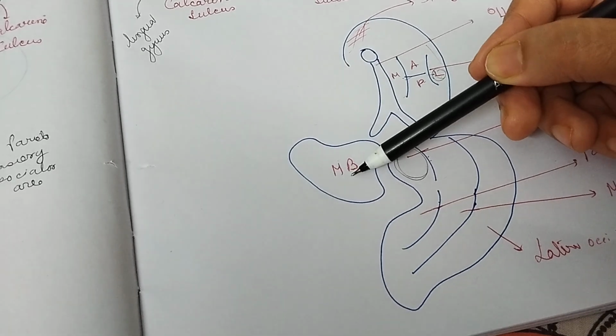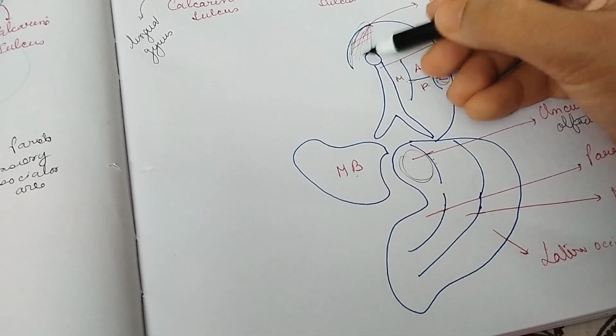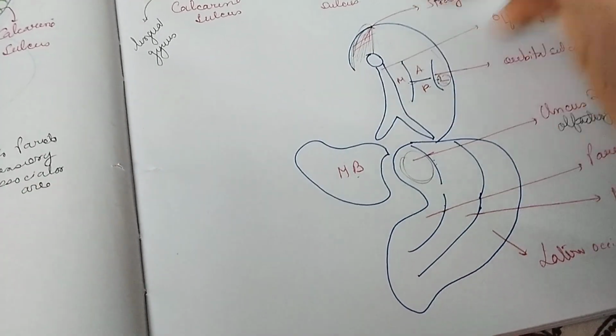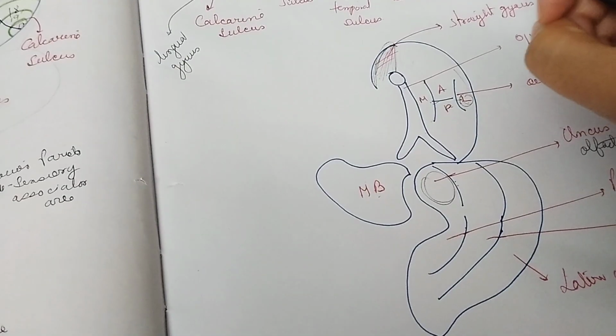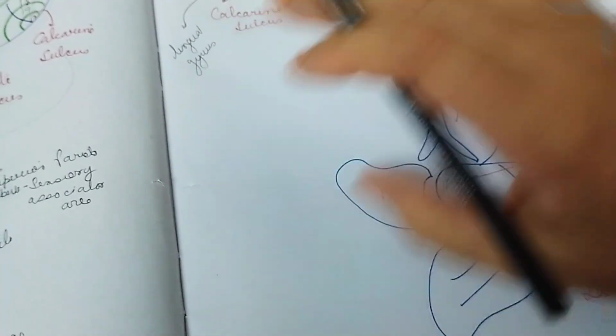This is the midbrain, you can see, and this one is a straight gyrus. When you see the inferior surface of this particular lobe of the brain, you can always see there is a gyrus which is just straight. So this is known as the straight gyrus.